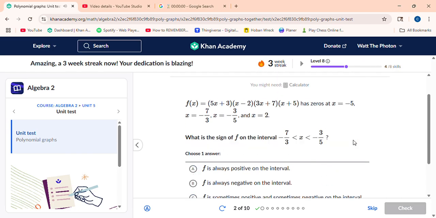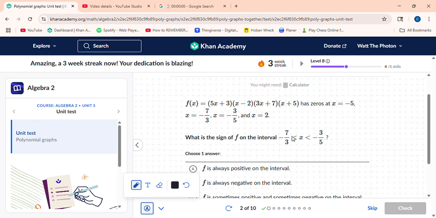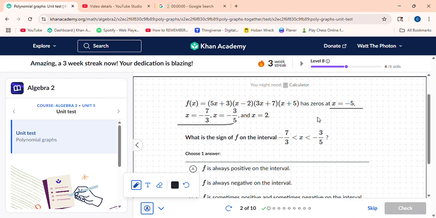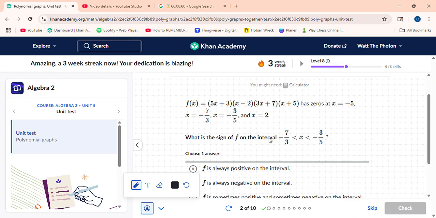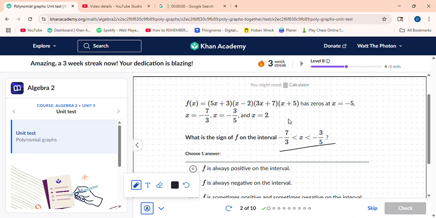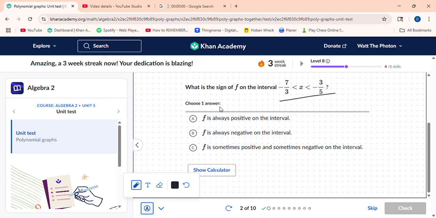What sign is this on the interval? So there's only zeros at. Are there any zeros in between? No, there's no zeros in between. So whenever it's on this, it has to always be this. So let's put in -1. Yeah, -1 works. So we get negative, negative, positive, positive. So negative is equal to positive, so it's always going to be positive.